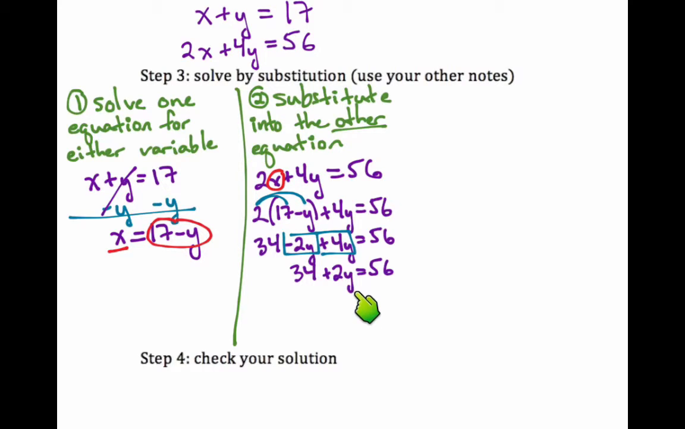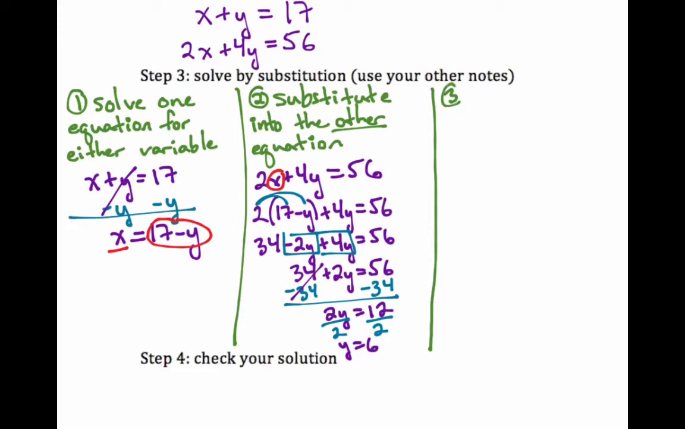And I just need to get y all by itself. So I could divide, but let's go ahead and get rid of that 34 first. Let's subtract 34 from both sides. What do I have on the left? 34 cancels, all I have is 2y. And on the right, I'm left with 12. Now all I need to do is divide both sides by 2. And I end up with y equals 6. Now I know exactly what y has to be for both of these equations to be true at the same time. Okay, move on to step 3.